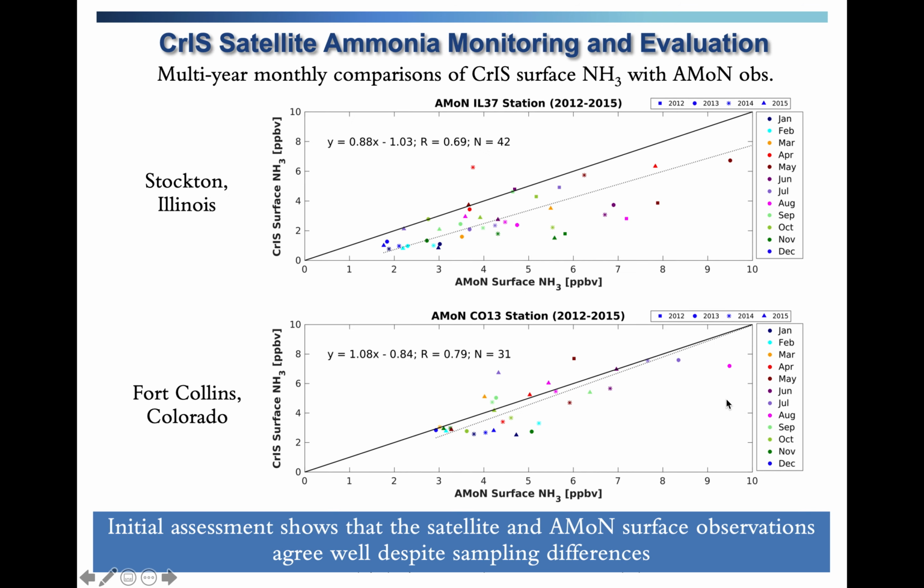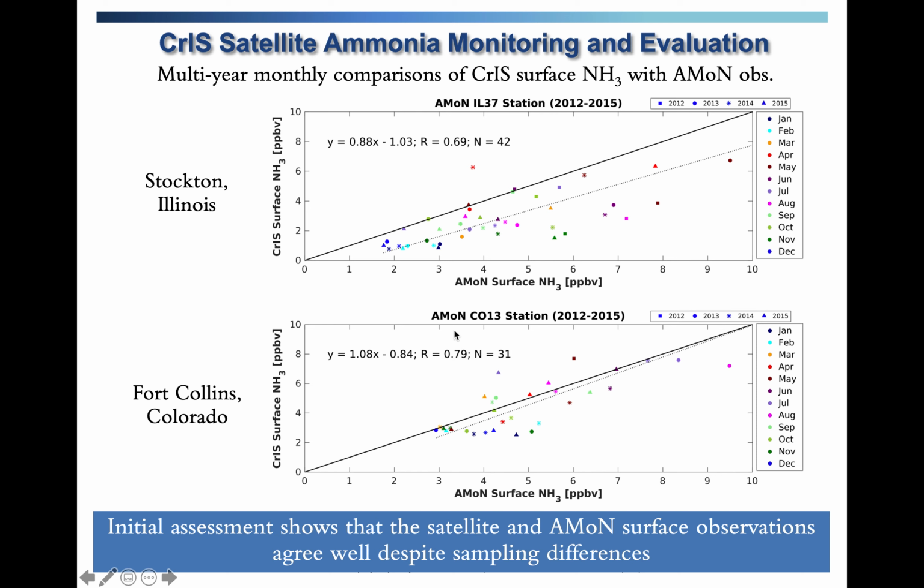Further evaluations from Environment and Climate Change Canada looking at the correlation between the CrIS and AMoN surface observations over a 4-year period from 2012 to 2015 showed good correlation. So these are just a couple of examples from Stockton, Illinois and Fort Collins, Colorado, showing that we're getting correlations anywhere from about 0.7 to about 0.8.